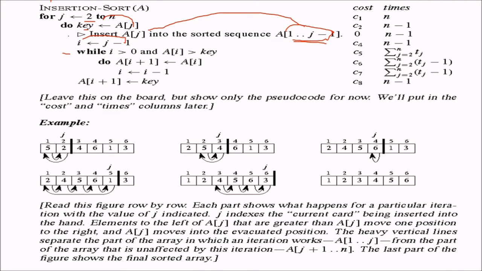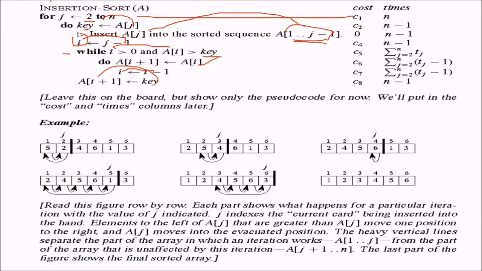The condition is that i is greater than 0, which means we'll do it till we come to i equal to 0, and then A[i] has to be greater than key also, and we swap it. If these two conditions hold, we swap it and we assign i-1 to i, because we want to move from say 5 to 4, 3, 2, 1. And we assign key to A[i+1]. But what will be the cost?